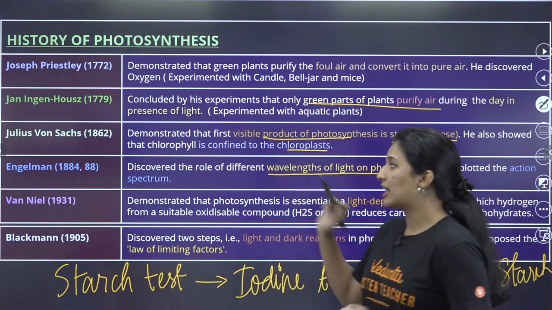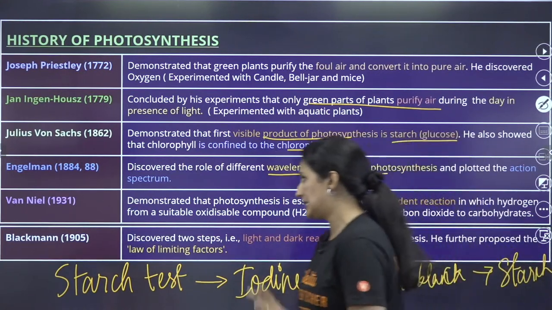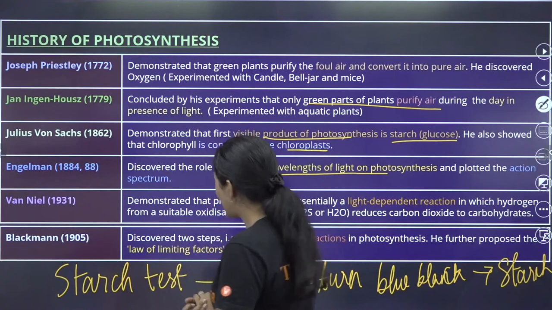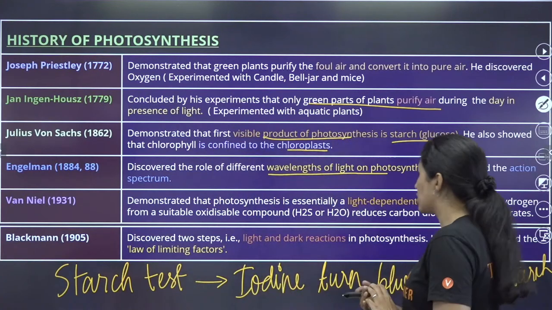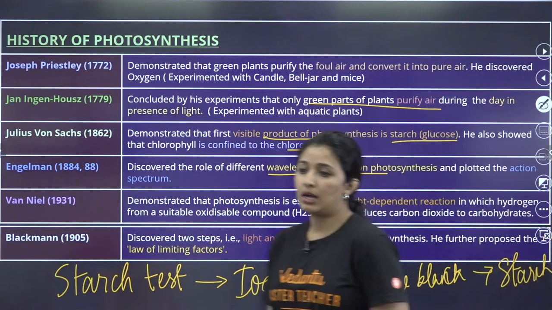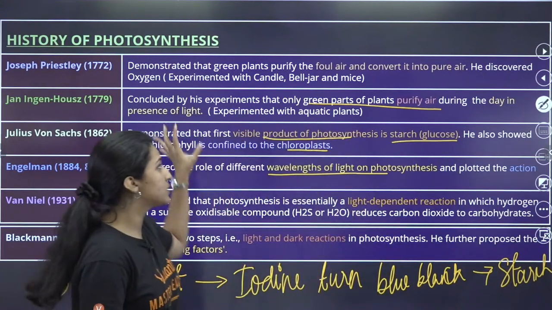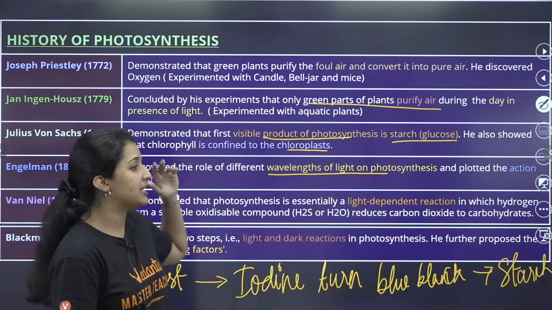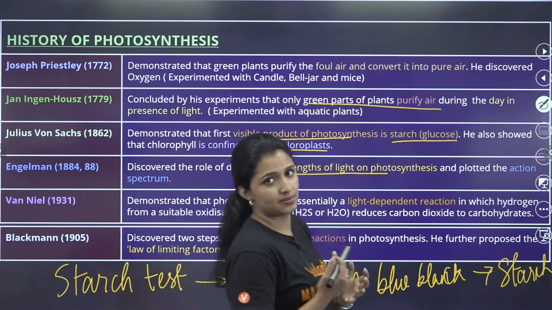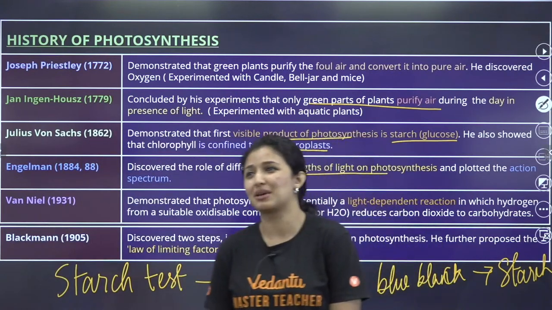So that was Engelmann's experiment. Then came Van Niel. Van Niel demonstrated again. This is also a little complicated. By now we have deduced that there's something called photosynthesis, and Van Niel was trying to put it into chemical reactions. Okay, he said bio is so boring without chemistry, right?